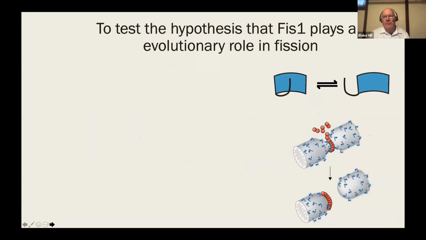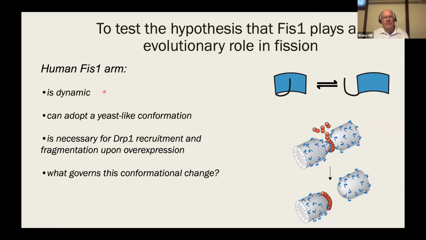So I've gone through this pretty quickly, but in the interest of time, I just wanted to share with you these results. We were interested in testing the hypothesis that human FIS1 might act in a similar manner to yeast FIS1 and have evidence for a regulatory role for the short N-terminal arm. And so what I've shared with you is that this region is dynamic.